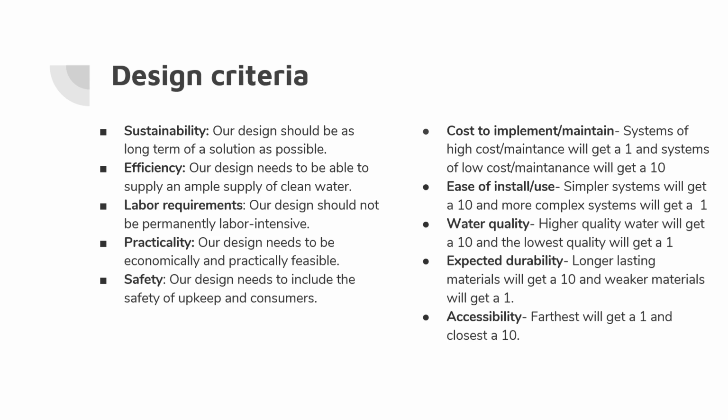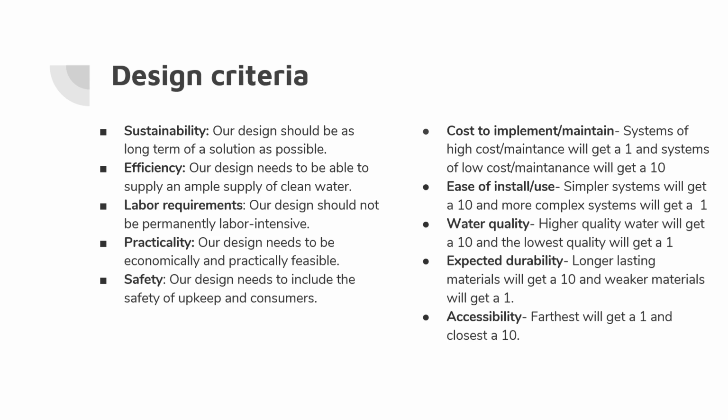Then the design matrix consists of cost to implement and maintain on a scale of 1 to 10, 1 being a high cost and maintenance design and 10 being a low cost and maintenance design. Ease of installment and use, also on a scale from 1 to 10, 1 being a complex system to install and 10 being a simple system.